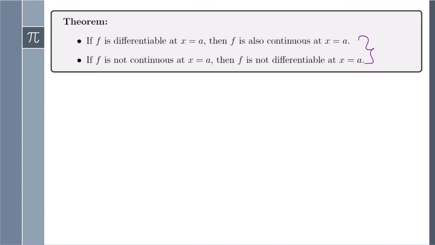But it is not a sufficient condition. So if a function is continuous, we cannot say it is differentiable. But if it is differentiable, then it must be continuous. That's all this theorem says. Okay.